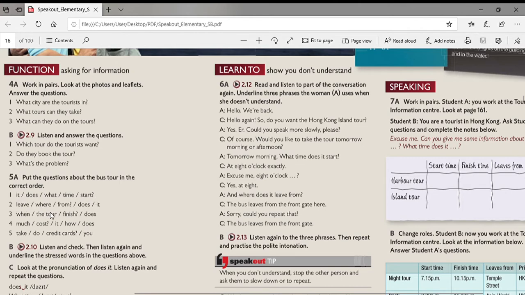Number 2, where does it leave from? Number 3, when does the tour finish? Number 4, how much does it cost? And the last one, do you take credit cards?